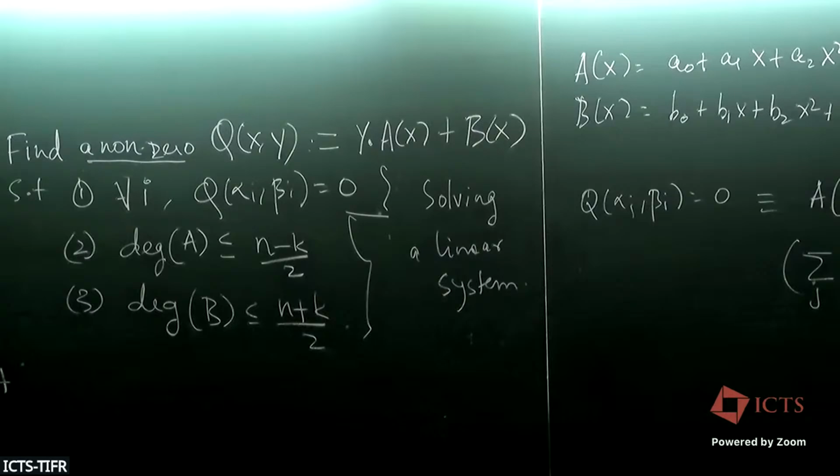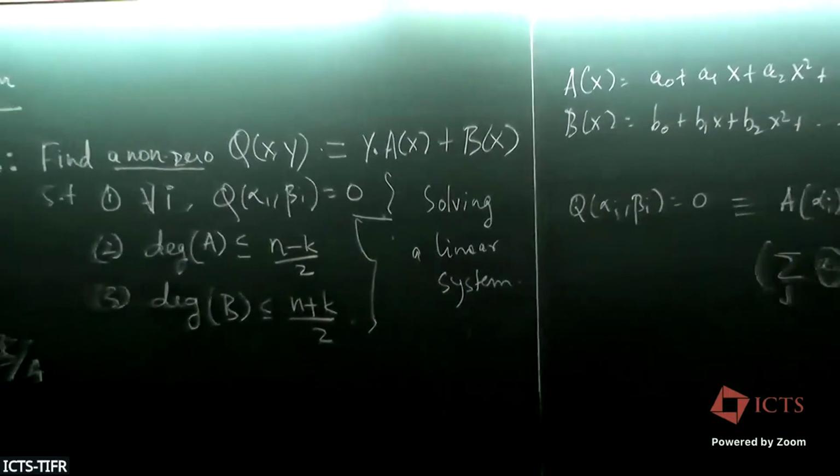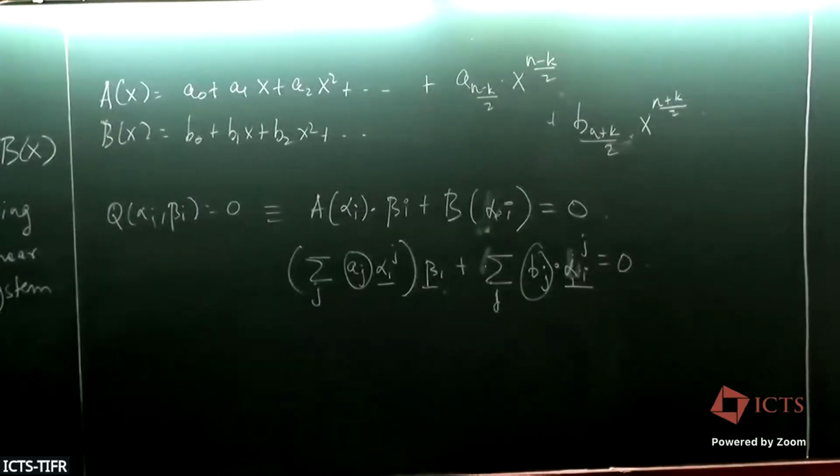If the system has more variables than constraints, then the solution space is an affine space of dimension at least 1. So there must be at least one non-zero solution. So if we can somehow stare at this linear system and say that the number of constraints is strictly smaller than the number of variables, then we are good. Then the system will have a non-zero solution. How do we solve a linear system? Gaussian elimination. So we use our favorite linear system solver to get our hands on a non-zero solution.